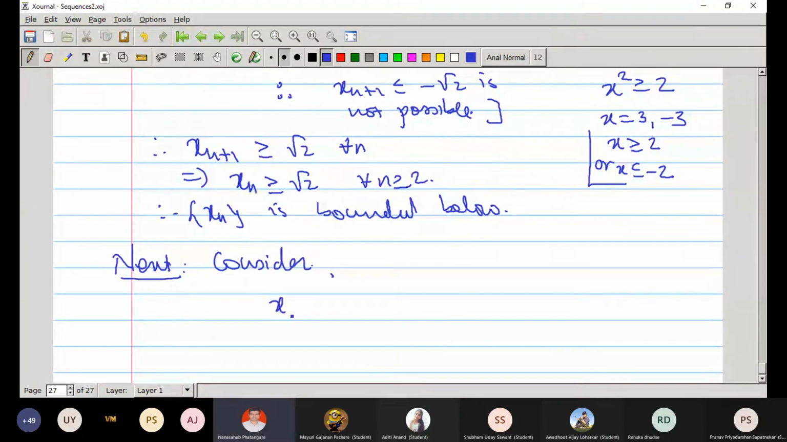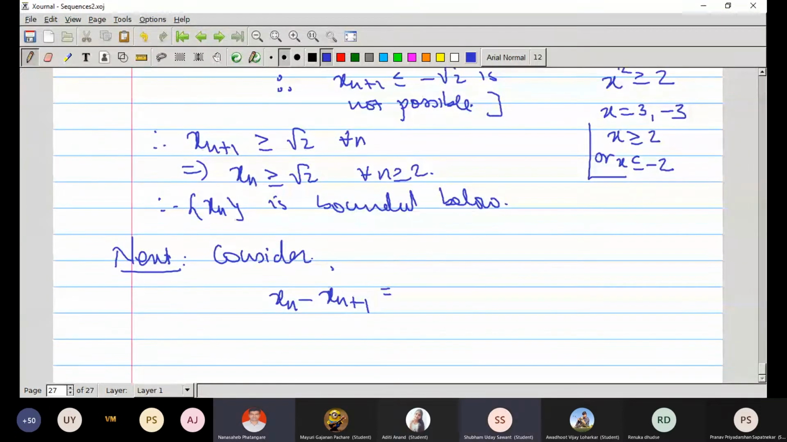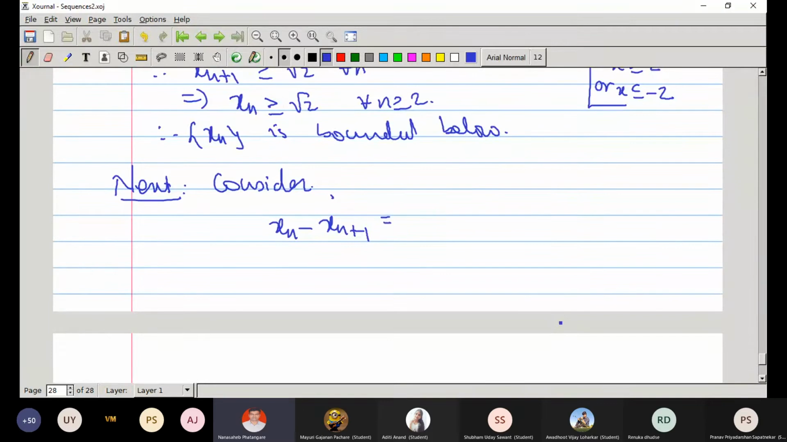Consider the difference xn minus xn plus 1. Now we are sure that the sequence is bounded below. If you are able to prove that the sequence is decreasing, then from that, can you conclude that the sequence is convergent? Yes, sir. Right. If somehow we are able to prove that the sequence is decreasing, and already we know that it is bounded below, then certainly we can say that it is convergent. And then we'll think about the limit. Okay, let us see what happens.